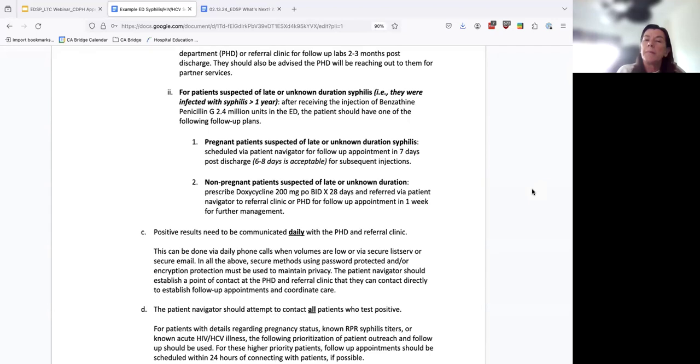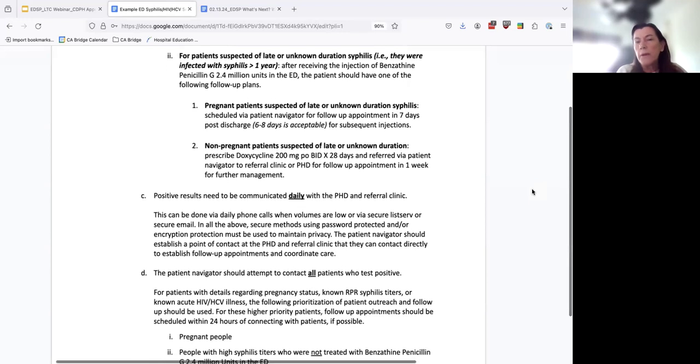So for pregnant individuals, they need a follow-up appointment at 7 days. It can range between 6 and 8 days, which is acceptable, but they need that next injection basically at 7 days, because if they fall outside of that 6 to 8 day window, they have to restart their injections to ensure that they're adequately treated during their pregnancy. So we give a little window of 6 to 8 days, but the ideal day that they should follow up is at 7 days.